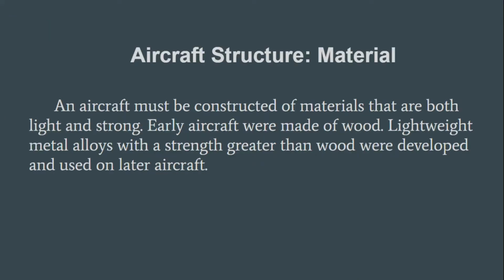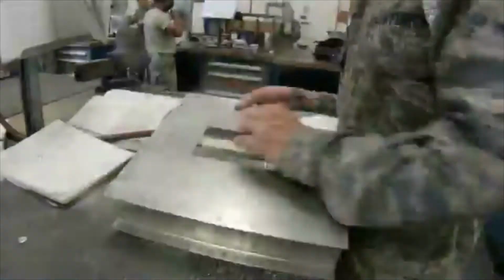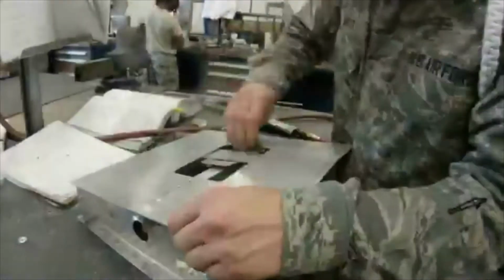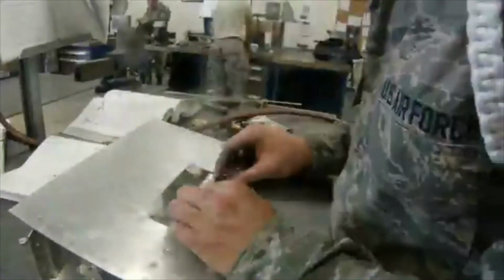Aircraft structure, material. An aircraft must be constructed of materials that are both light and strong. Early aircraft were made of wood. Lightweight metal alloys with a strength greater than wood were developed and used on later aircraft. Materials currently used in aircraft construction are classified as either metallic materials or non-metallic materials. Metallic materials. Most common metals used in aircraft construction are aluminum, magnesium, titanium, steel, and their alloys.